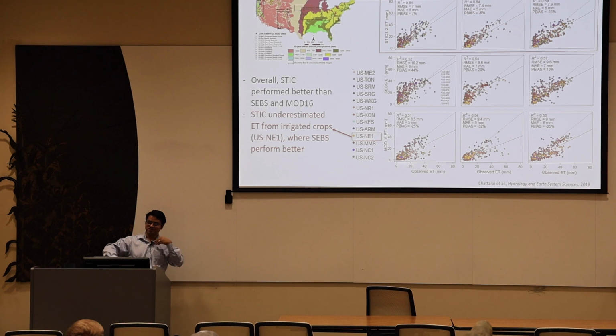So again, we come back to the same point. You can develop a model, you can change the model, but you cannot make a perfect model. There's always going to be some limitation of a model. In this case, under very heavily irrigated conditions, the model is underestimating ET. So that was another challenge.